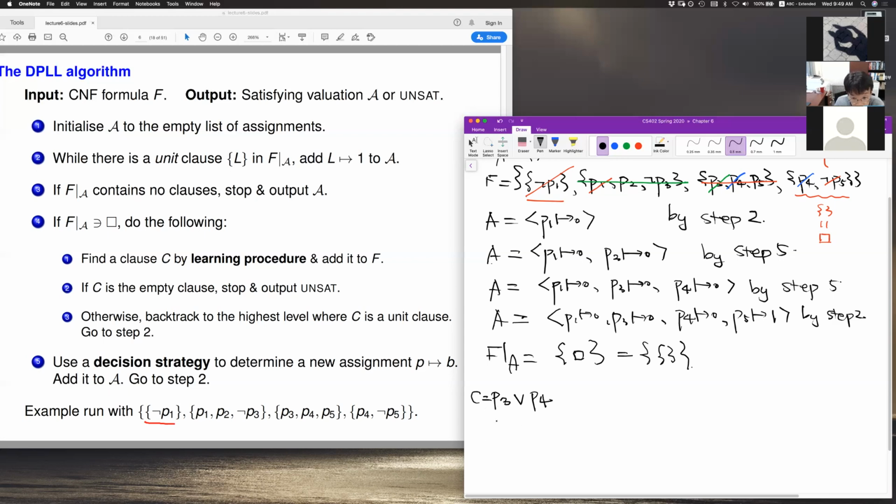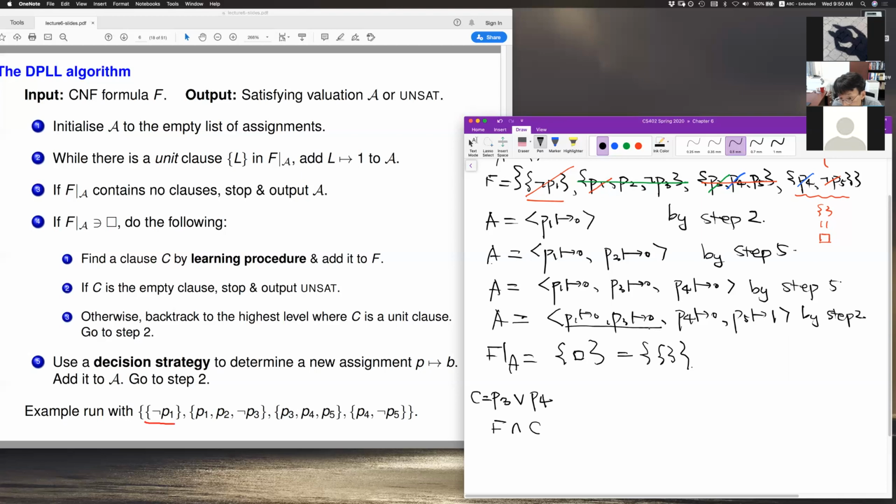If we extend F with this extra clause C and backtrack using step 3, we backtrack until C becomes a unit clause. To make C a unit clause, we have to backtrack up to this point, because we have to get rid of these assignments.